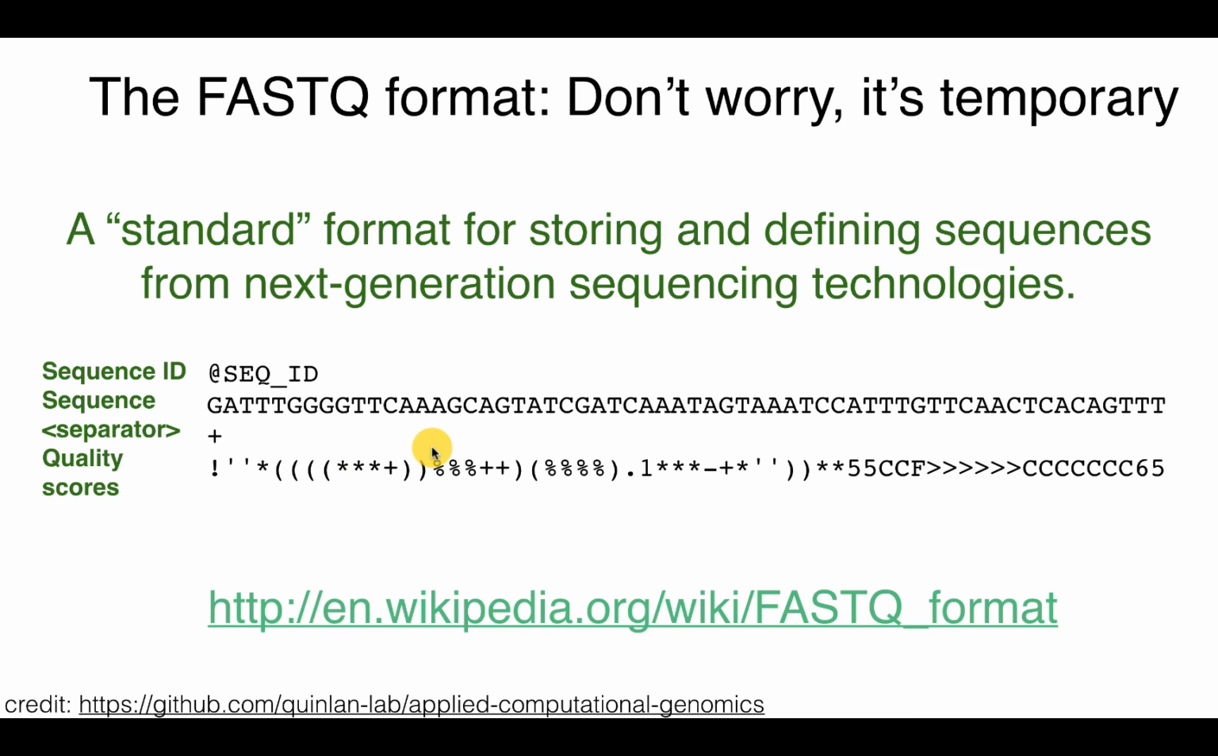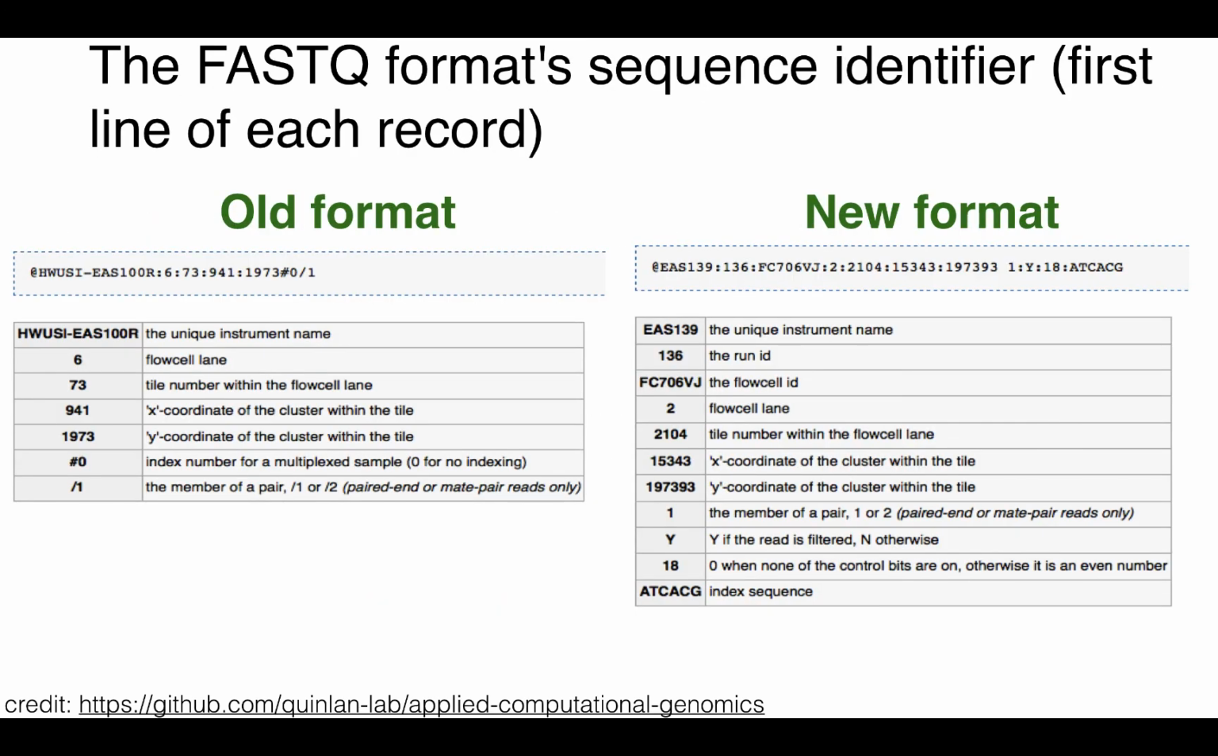Now, some of these are more useful than others. The identifier line, that first line, can have different pieces of information. It's very specific to whatever sequencer you're using. It can have information like what was the instrument's name, what was the run ID, where within the picture was the actual cluster that you're seeing the sequence of. Is it a pair or unpaired? And then what's the index sequence? So if you were barcoding.